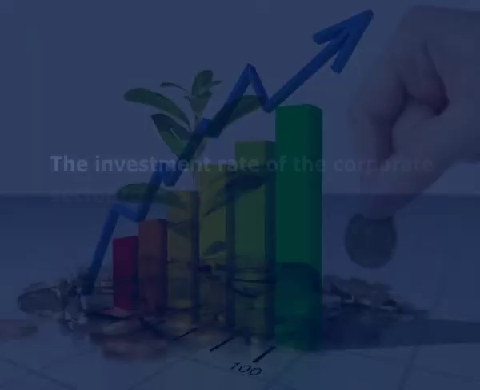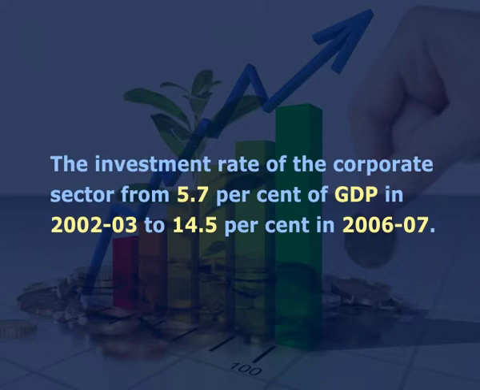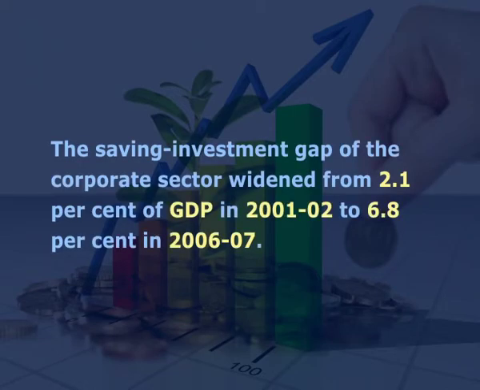Higher retained profits along with availability of resources from the banking sector, facilitated by the lower financing requirement of the government, and the increased access to the domestic and international capital markets led to a sharp increase in the investment rate of the corporate sector from 5.7% of GDP in 2002-2003 to 14.5% in 2006-2007. Thus, despite the increased savings rate, the saving investment gap of the corporate sector widened from 2.1% of GDP in 2001-2002 to 6.8% in 2006-2007.